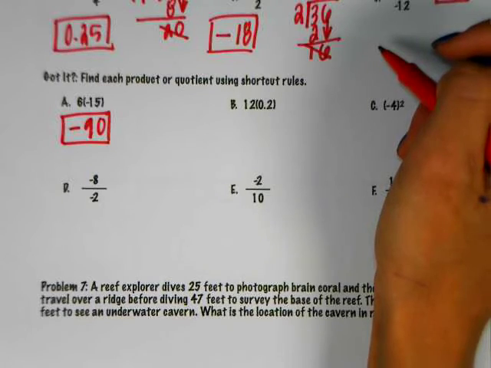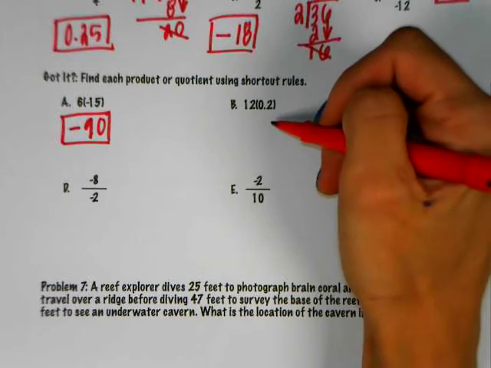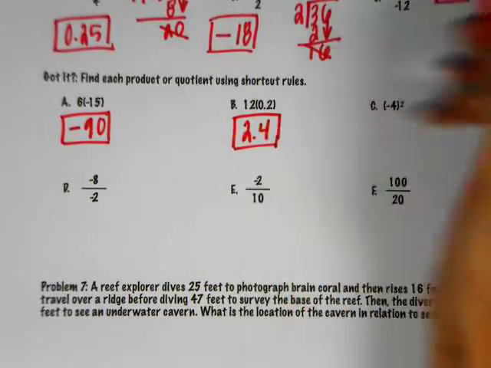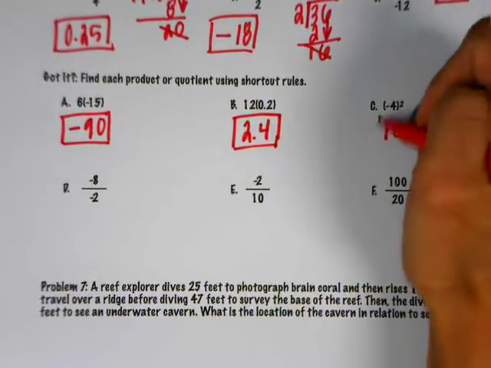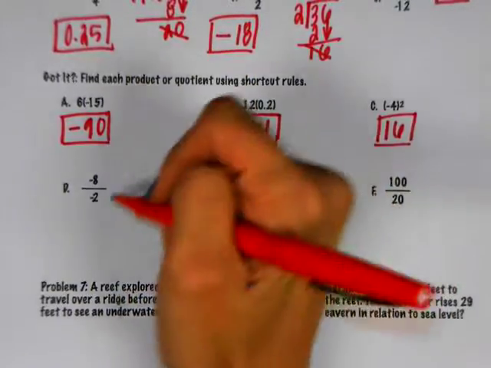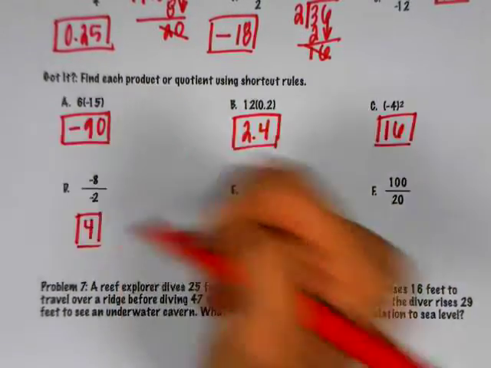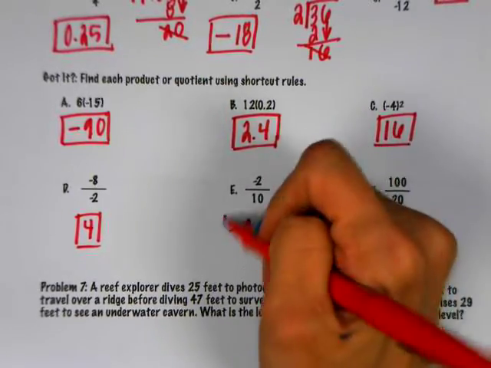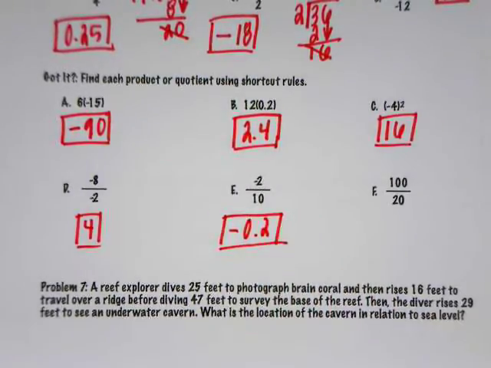Is it 2.4? Yeah, good, cool. 2.4. Positive 16. Positive 4. Negative 0.2. What do you guys think the most common wrong answer I get on E is?